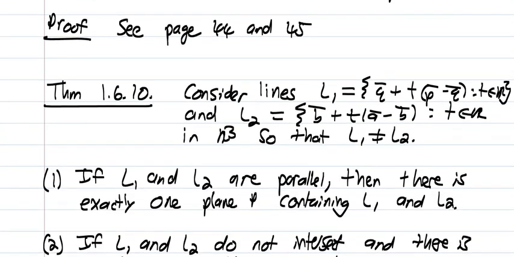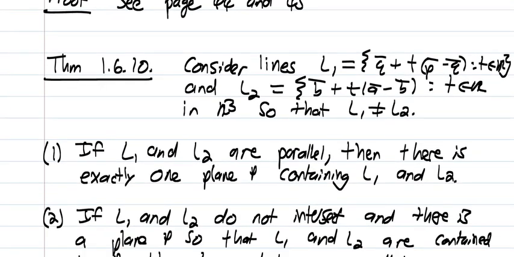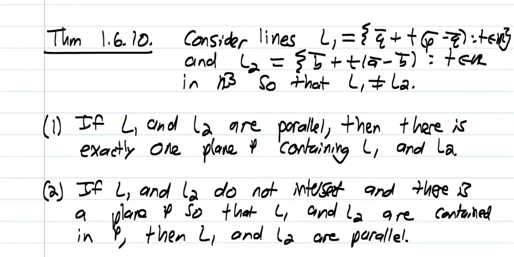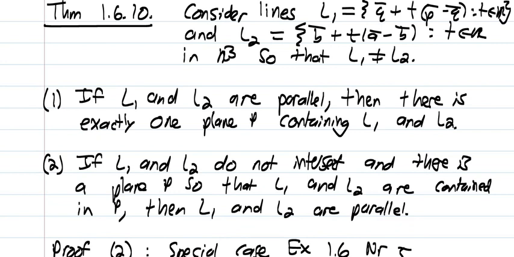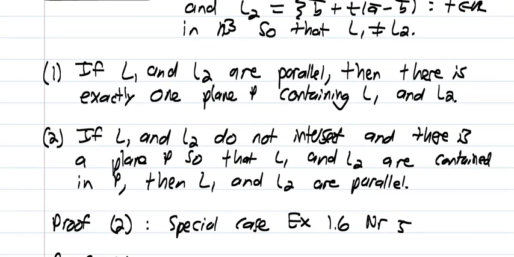The next theorem says: consider lines L1, which is of the form Q plus T(P minus Q), where T is a real number, and line 2 is of the form B plus T(A minus B), where T is a real number. 2 lines in R3, so that the lines are different. Then there are 2 parts to the theorem. The first part is that if the lines are parallel, then there's exactly one plane containing both lines. And part 2 says that if the lines do not intersect, and there is a plane so that line 1 and line 2 are contained in the plane, then the lines are parallel.